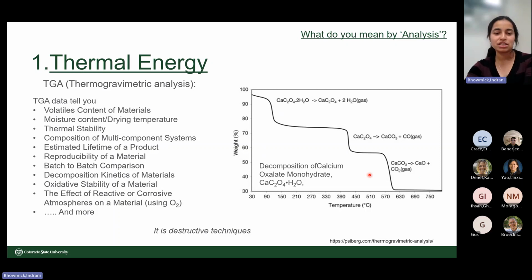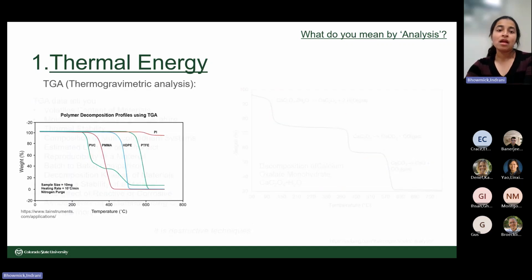We use this one also to calibrate our system sometimes. Just remember, this is a destructive system. You cannot really take your sample back and analyze it more. You just do a thermal decomposition over time. So here is a simple example of different polymers, where you see different temperatures. If you want to use a polymer somewhere with high heat, you can choose the right polymer for that.